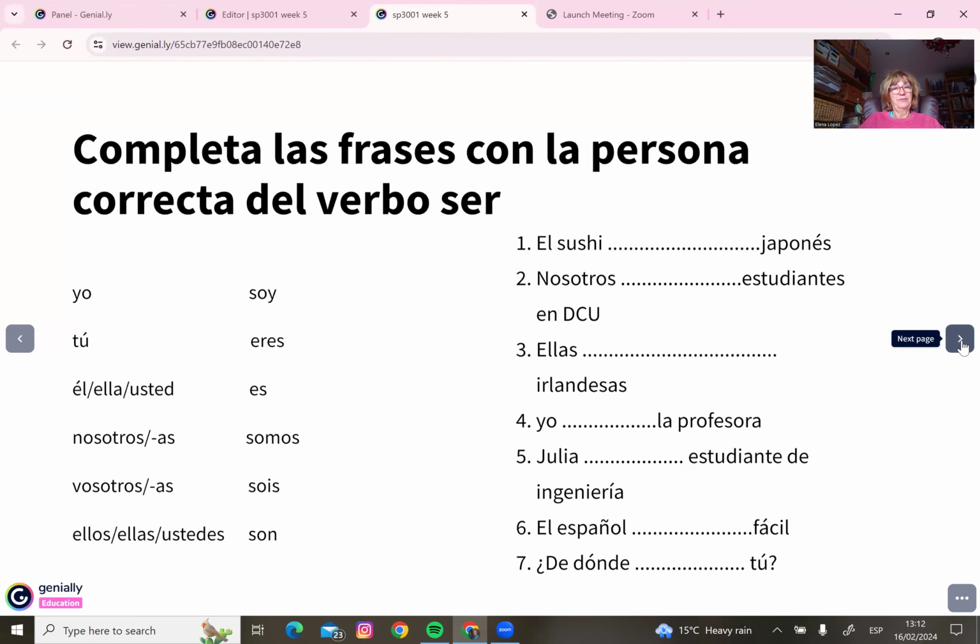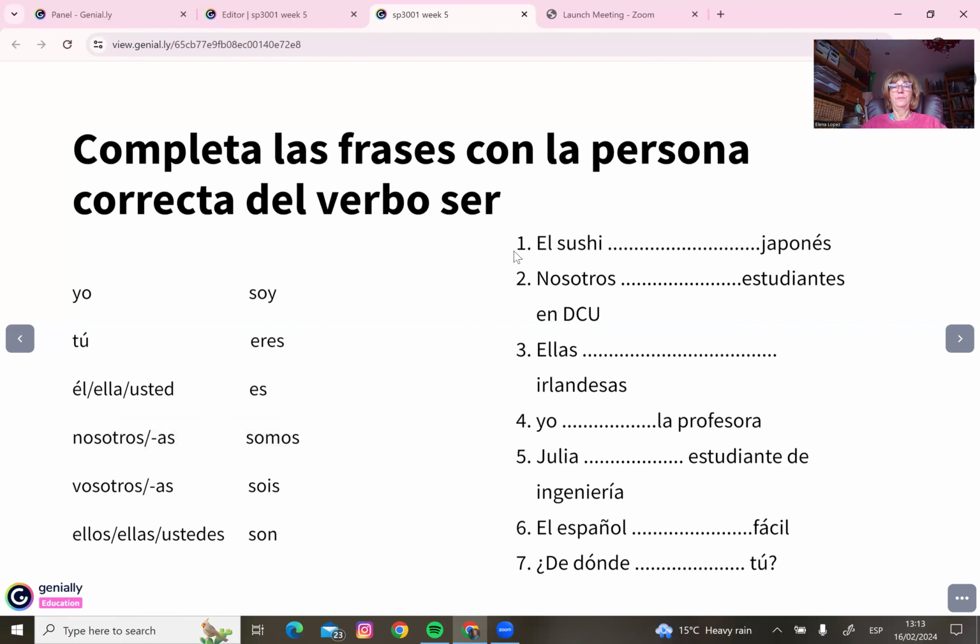So in week 5, I created this small exercise to revise the uses of to be and the conjugation of to be. Yeah. So yo soy, tú eres, él o ella, usted es, nosotros somos, vosotros o vosotras sois y ellos, ellas, ustedes son. So the exercise consists in writing the right form of the verb to be in the sentences.